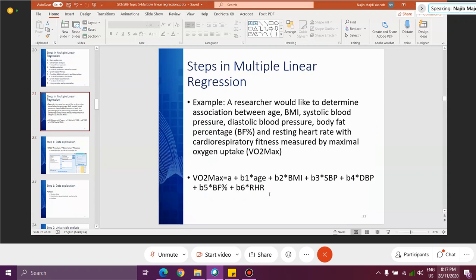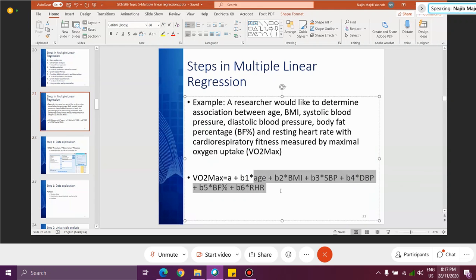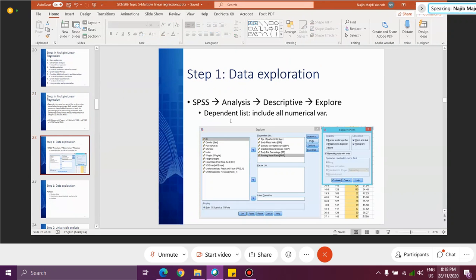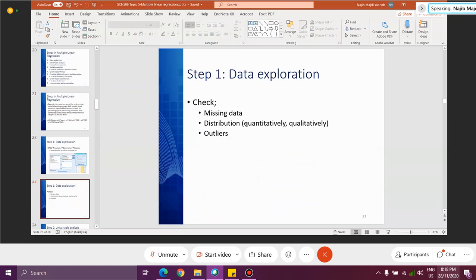So the aim is to look at the association between these 6 independent variables towards VO2 max. Age, BMI, SBP, DBP, body fat percentage, and also resting heart rate. So the first step is to do data exploration. The aim of data exploration is to look at missing data, distribution, and also outliers.